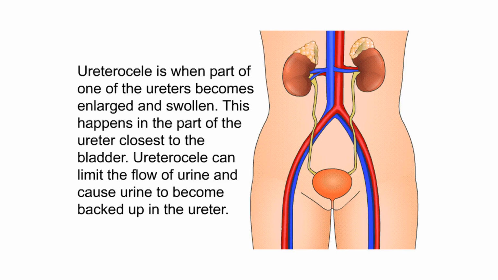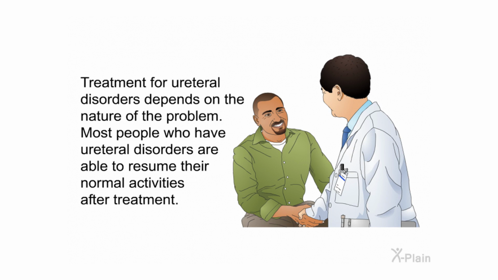Ureterocele is when part of one of the ureters becomes enlarged and swollen. This happens in the part of the ureter closest to the bladder. Ureterocele can limit the flow of urine and cause urine to become backed up in the ureter. Treatment for ureteral disorders depends on the nature of the problem. Most people who have ureteral disorders are able to resume their normal activities after treatment.